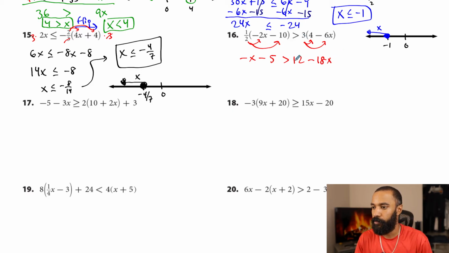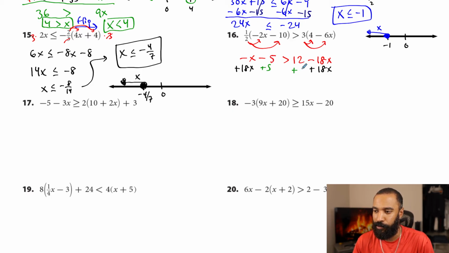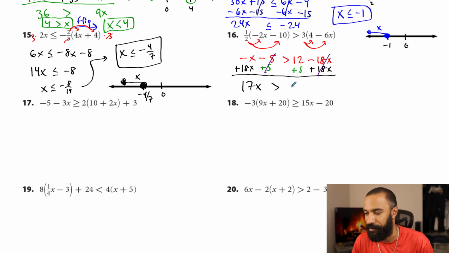Okay. It looks like I can add this 18x over, and that'll get me in better shape because that'll leave me with positive x's on the left side. Good. On the right side, I'm going to have my constant, so I'm going to add the 5 over here. So these are gone on this side. These are gone on this side. Negative x plus 18x, that's the same as 18x minus x, which is 17x. 17x is greater than, oh, look at that, 17. 12 plus 5. Divide both sides by 17. X is greater than 1.